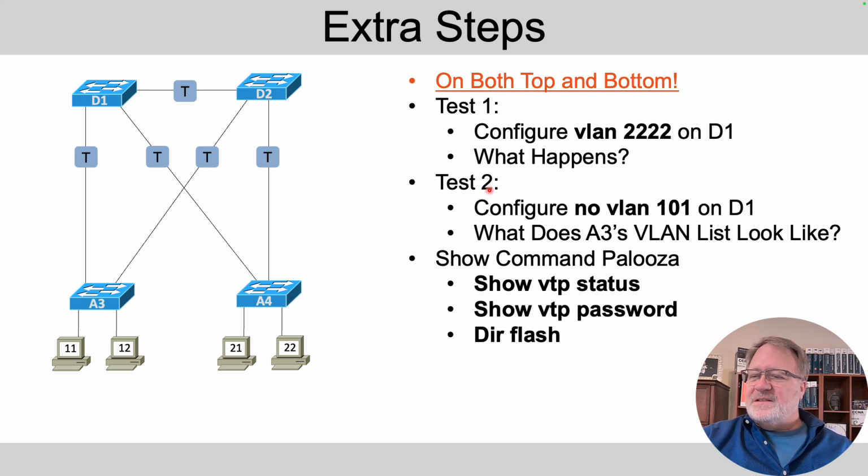Then another test is to try to configure the no VLAN 101 command, again on the upper left switch in each topology, D1, to delete VLAN 101 and see what happens. In fact, you can even look at switch A3's list of VLANs. Is switch A3's VLAN list impacted by the deletion of a VLAN? And finally, here are a few show commands that you might want to try just to see what's out there that might reveal something about how VTP works.